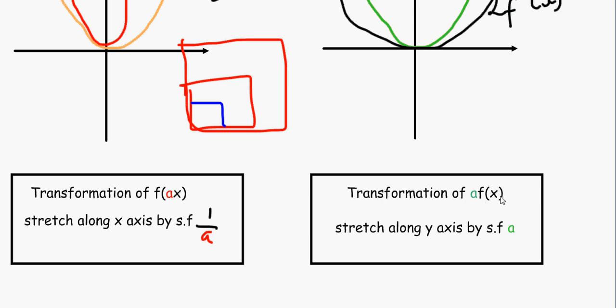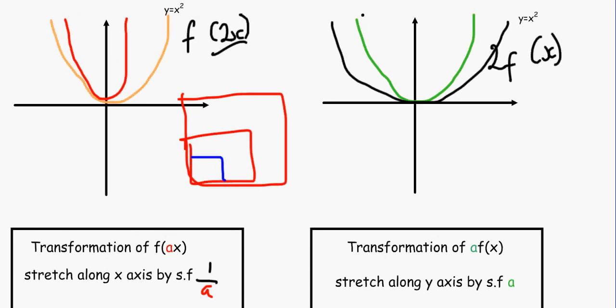The transformation af of x means you stretch it along the y-axis by scale factor a, okay? This being a. So it will look like af x. That spells facts, that spells affix, if you wanted to know.